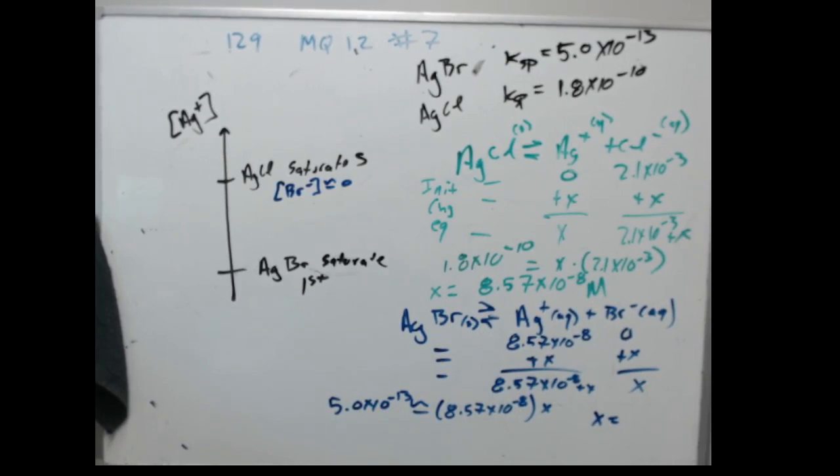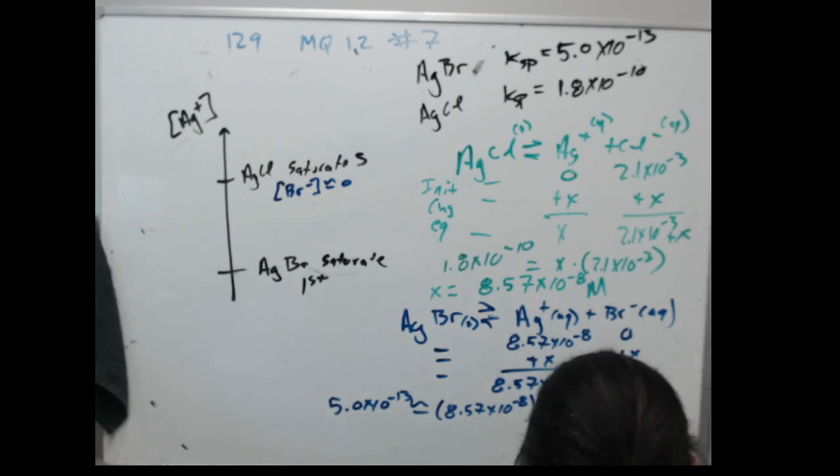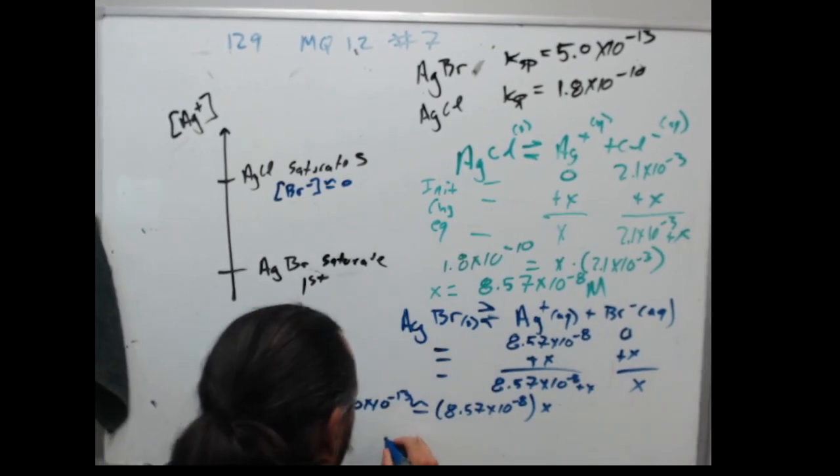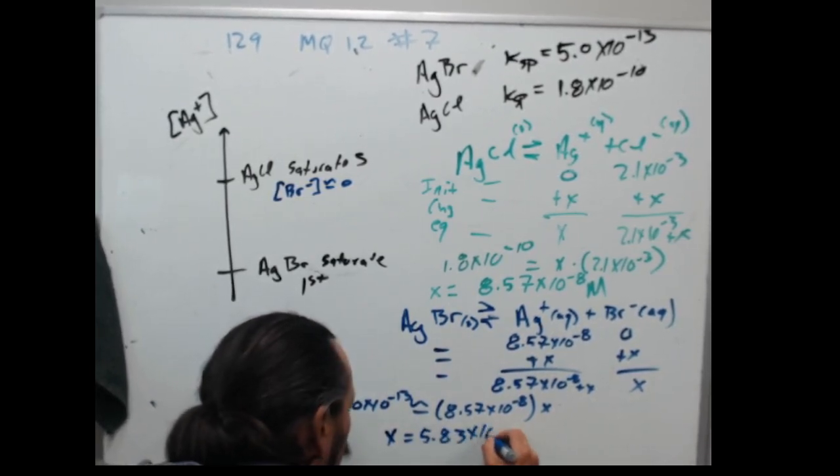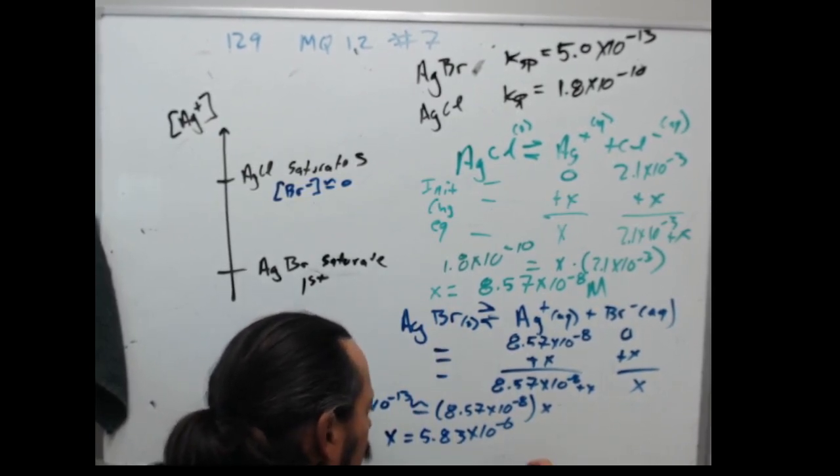I can tell the x small approximation is not going to work because I can do the math in my head a little bit, but let's figure out how bad it is. 5.0 times 10 to the minus 13 divided by 8.57 times 10 to the minus 8. I get an x value of 5.83 times 10 to the minus 6.